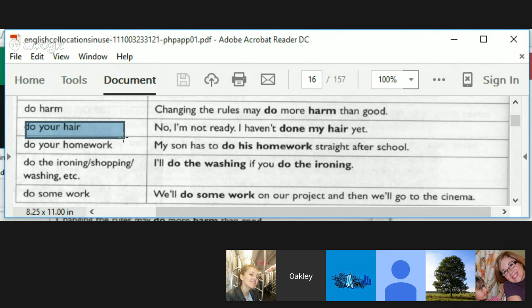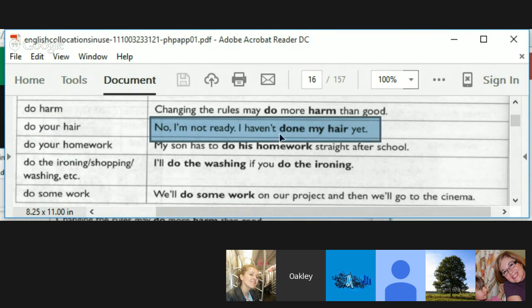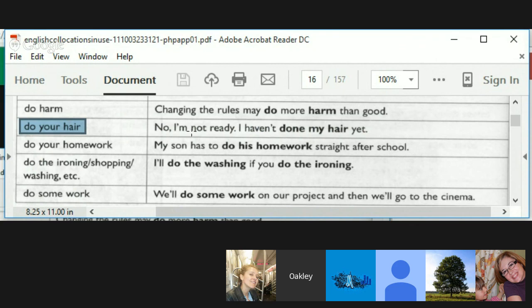Okay, in English, a male would never say this. This sentence would never be spoken by a male: "I haven't done my hair yet." Unless he's metrosexual. Well, maybe. All right, with a caveat. Matthew, what else?